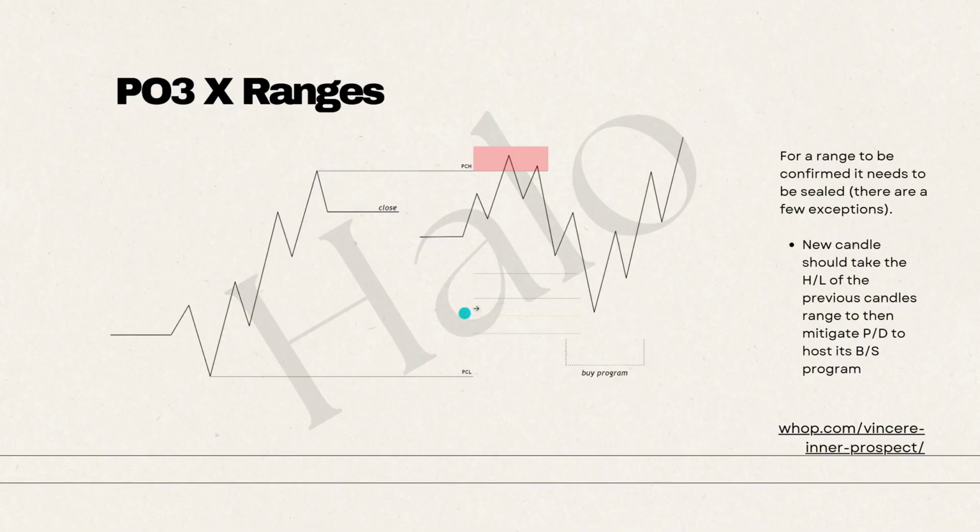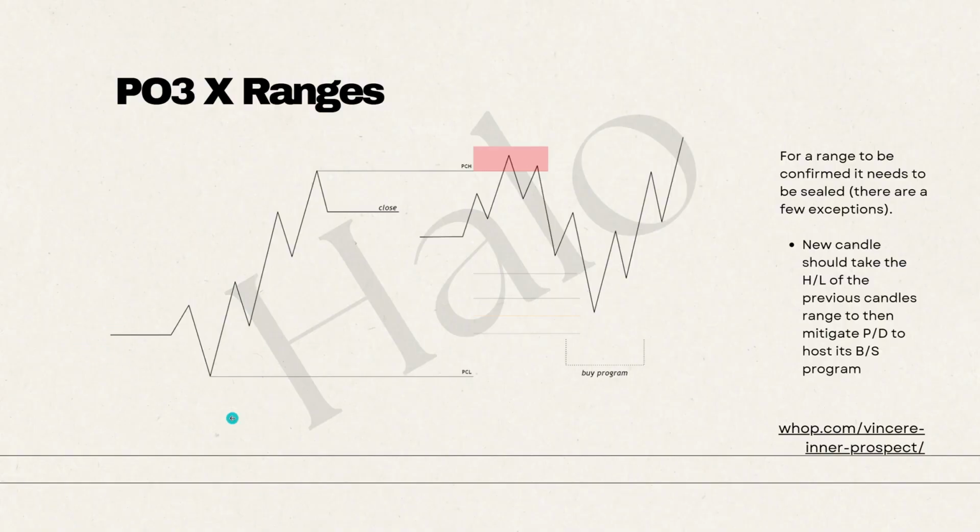And if OTE lines up with a true open, you got yourself a great trade. I just explained a model to you guys that I trade. New candle, as mentioned here in the bullet points, I'm going to read it off. New candle should take the higher low of the previous candle's range to then mitigate premium and discount to then host its buy or sell program. In this case, I gave a bullish example.